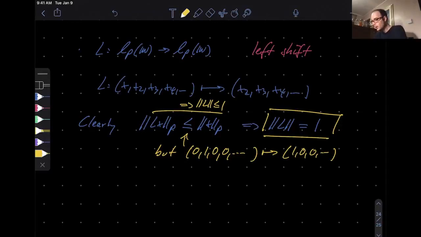Okay. I think I will stop here. At the beginning of the next video I will have one more example. This is about continuous functions, and then actually we are done with this first chapter on normed linear spaces and we will move to Hilbert spaces. Okay, see you next time.